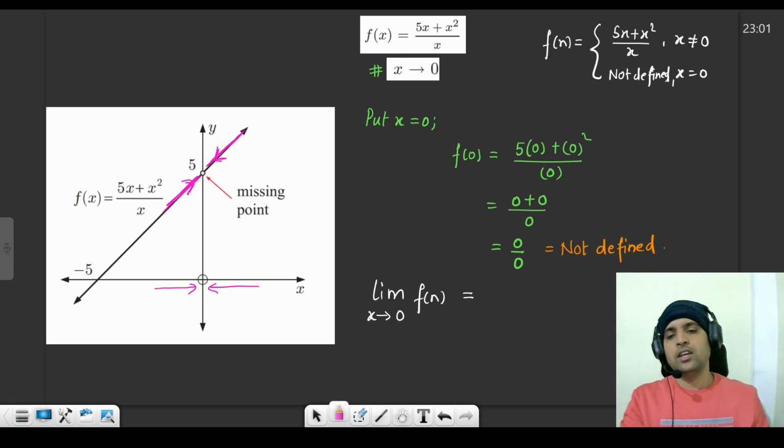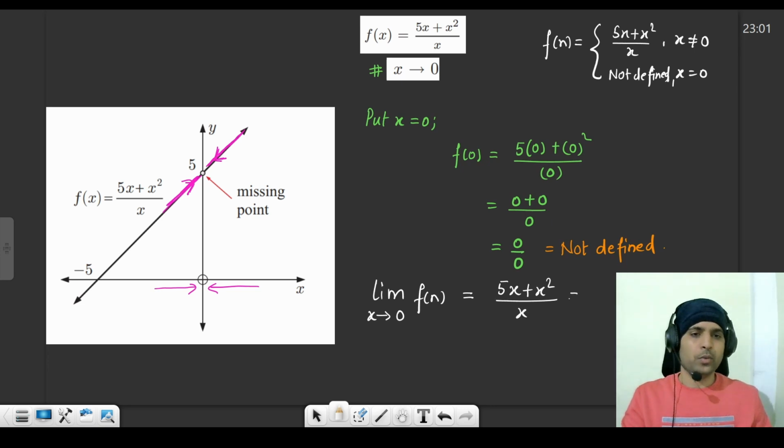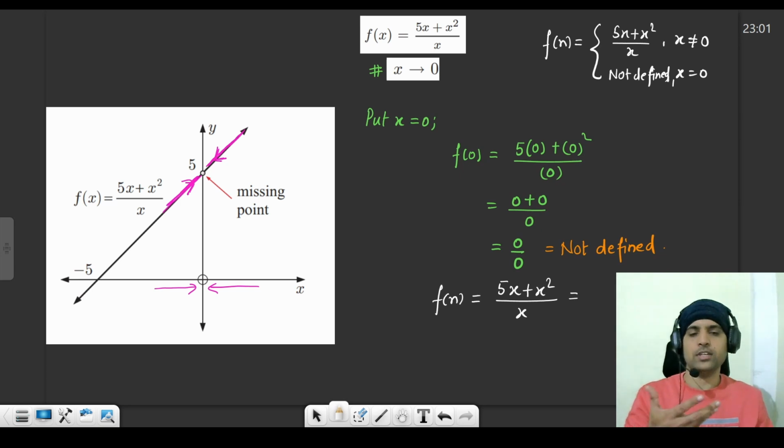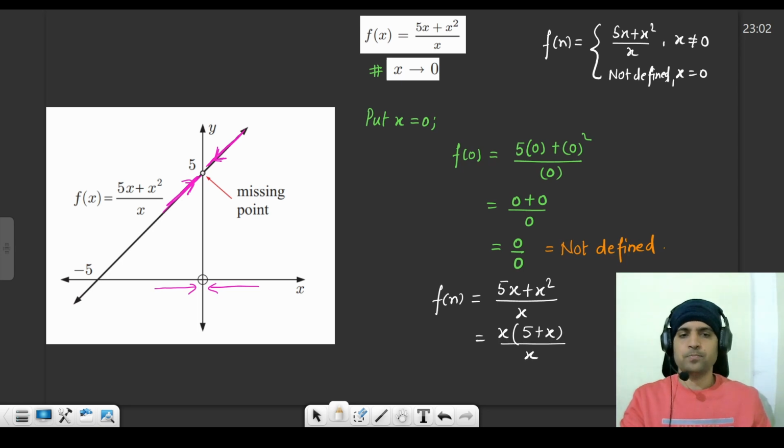But at x equals 0, the function does not have any value. It is not defined. So how do we calculate the limit of this function? Well, we can algebraically manipulate it. This is f of x when x is not equal to 0. Now what I can do here is take x as common, so 5 plus x over x. Now you know x is not equal to 0. 0 and 0 cannot be cancelled out, but when they are non-zero, they can be. So here x and x can be cancelled out, because they are not 0. So we have got 5 plus x.